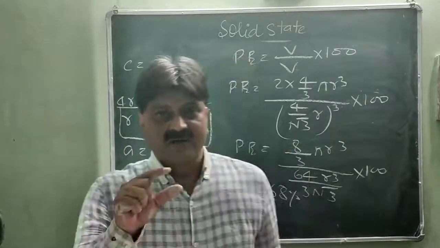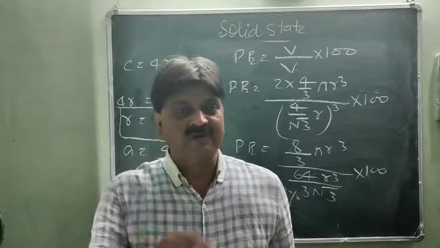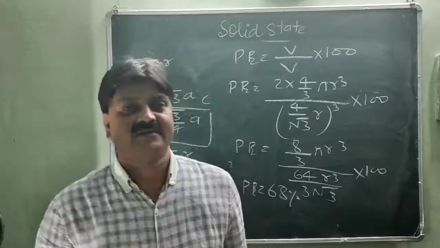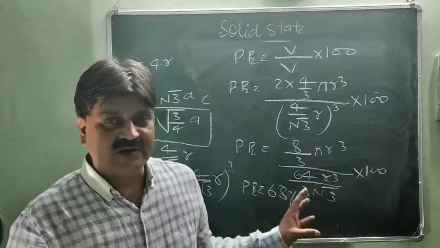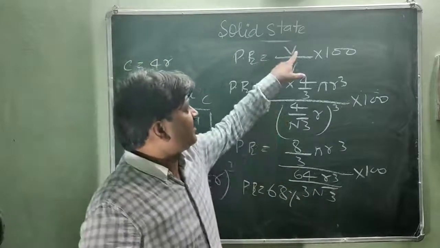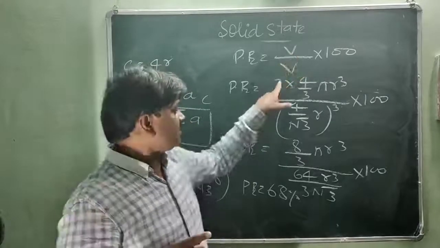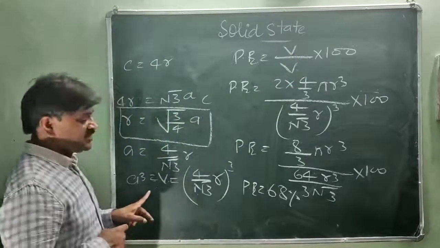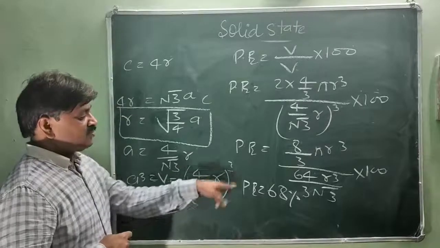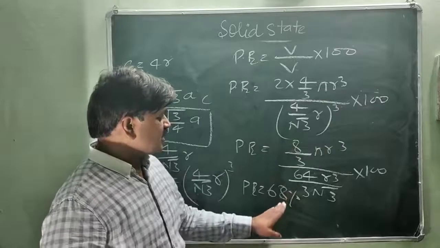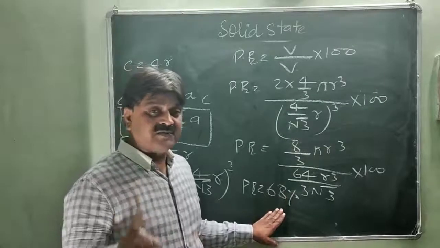68% of the cube is occupied by the atoms present at the corner as well as the body point. First you calculate the volume of atoms occupied. This is 2 into 4 by 3 pi R cube. The total volume we have to calculate from the edge length A. So we have already mentioned, put the value, and after calculating you will find the packing efficiency in case of BCC.